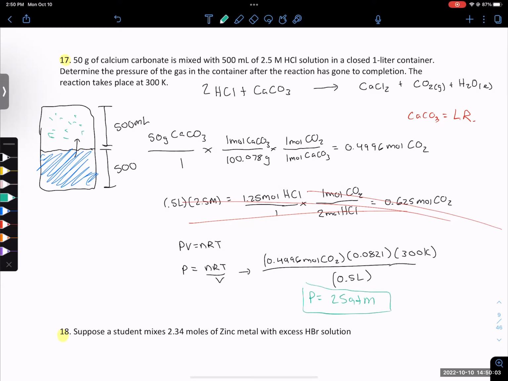I have a question that may be very silly. Yeah. So we're using carbon dioxide because it's saying determine the pressure of the gas in the container, right? And the only gas there is carbon dioxide, the only gas that's formed, right? Because this is gonna be stuck in solution, and water is a liquid, so it won't be part of that gas phase. Okay.